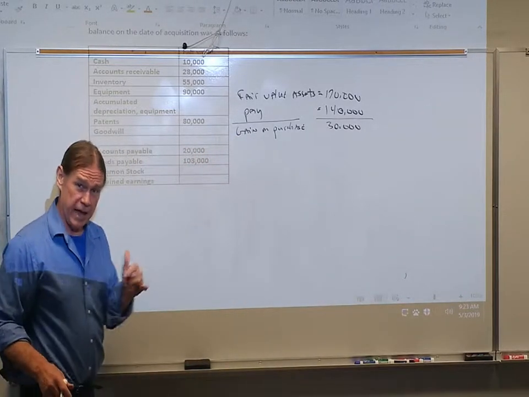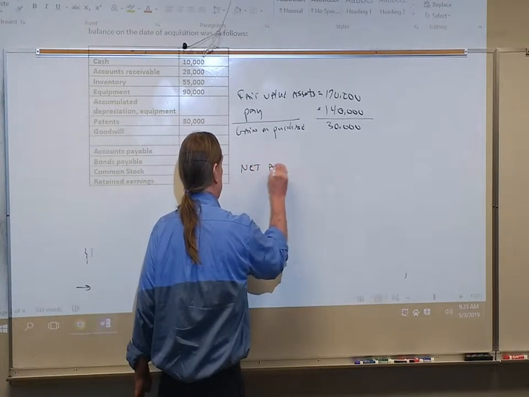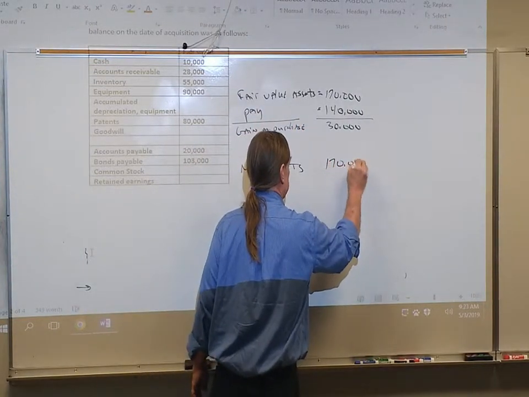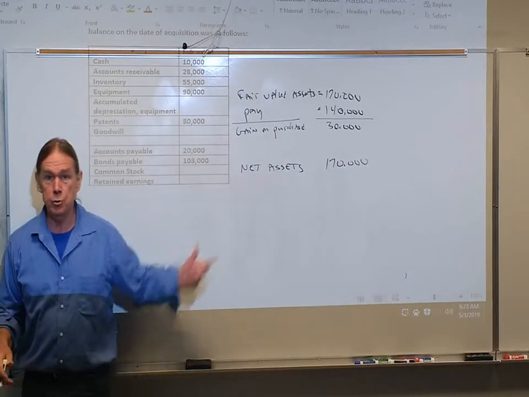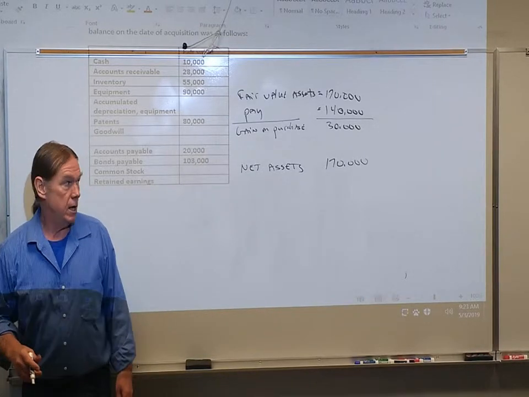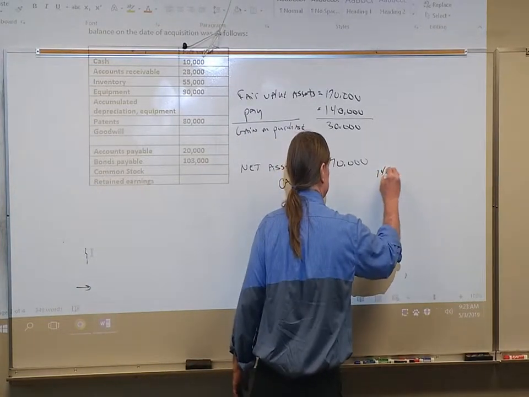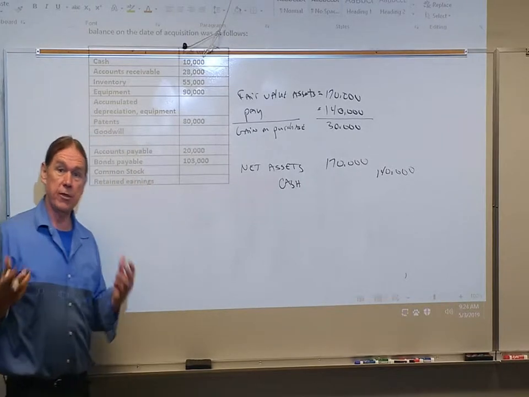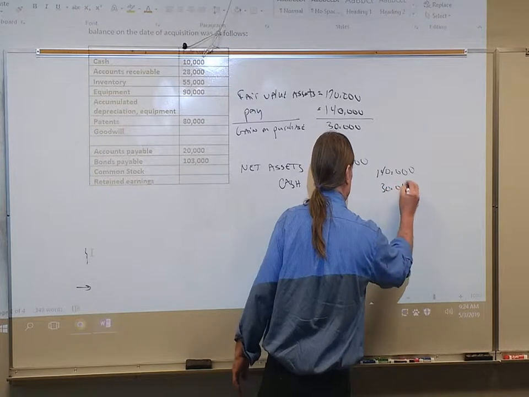Instead of listing all the assets and liabilities individually, I'm simply going to record net assets. And again, the fair value of net assets was $170,000. That was all of the recorded assets at fair value, plus those two off-the-books intangibles, minus the fair value of the liabilities. We paid $140,000 in cash. Again, basically we need a plug figure to make this thing balance. That $30,000 plug figure is going to be a gain on bargain purchase.